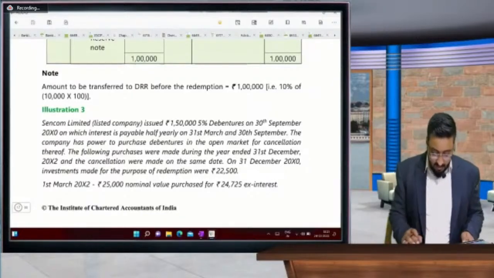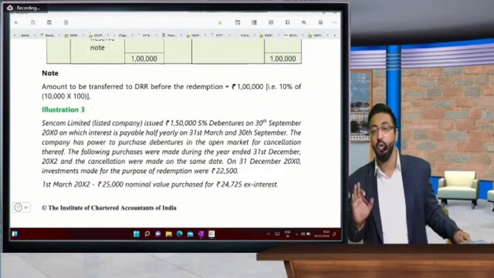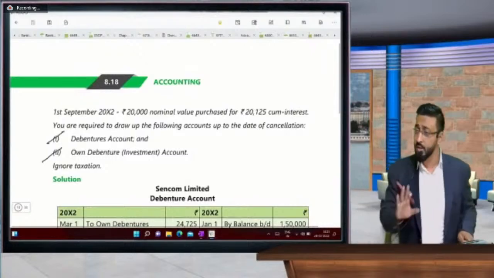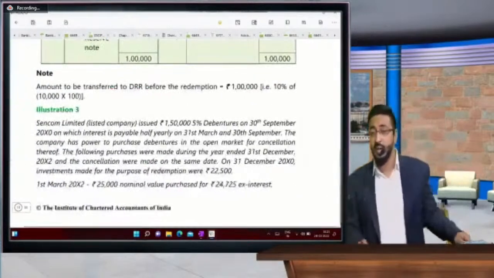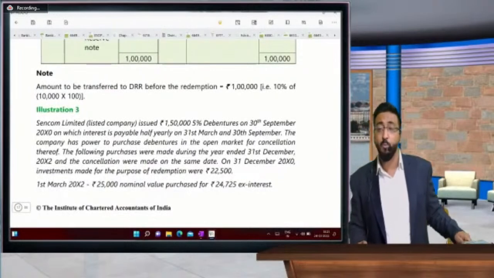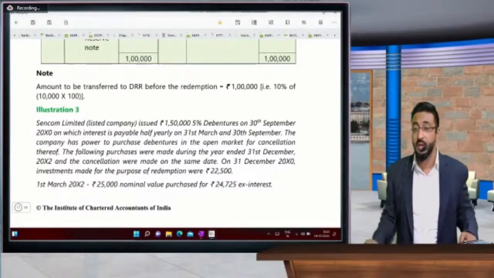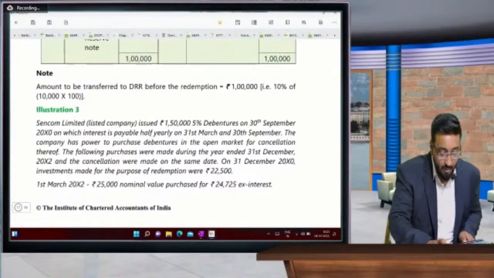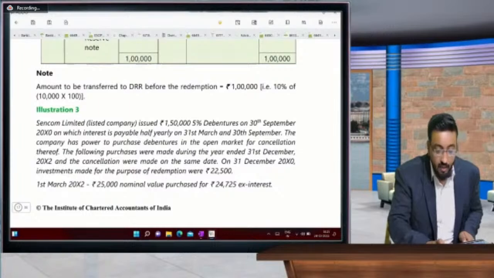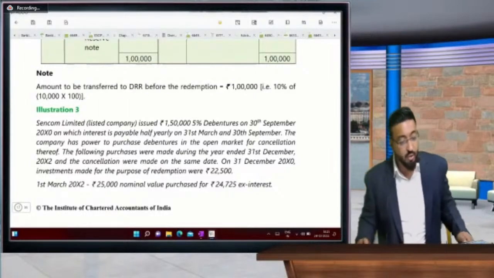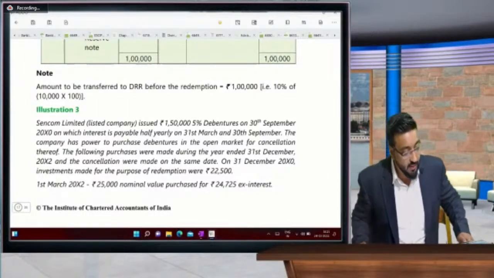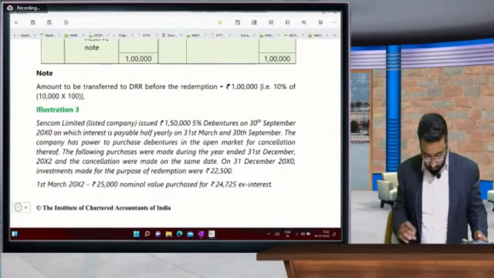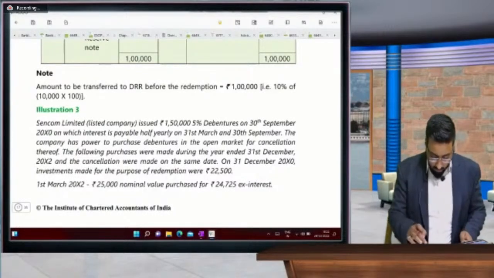Sir, please say something about own debenture. Beta, I am going to tell you. Don't worry. I am going to tell you about own debenture in this question only. Actually, own debenture account is opened when you want to cancel your debentures. So in this question only, I am going to tell you about own debentures. Don't worry, beta. चलो सॉल्व करें. Solve together.